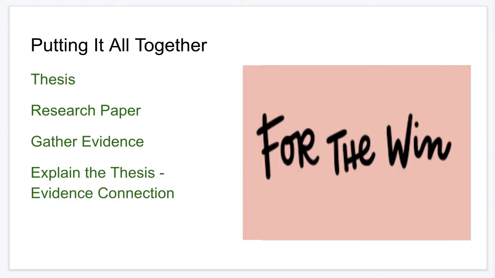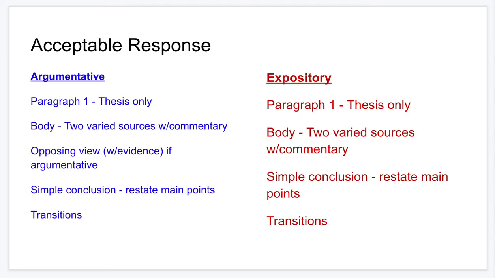Finally, putting it all together: you have your thesis, research paper, gather the evidence, explain the thesis. That's what you want to know. So you have your thesis first, understand you're writing a research paper, gather your evidence, and then you simply explain the thesis evidence connection. That's your whole paper. These are acceptable responses. You have your first paragraph, you acknowledge the thesis, you have your sources, you have an opposing view if it's argumentative with a simple conclusion, and you have transitions all throughout. If it's expository, you can have the thesis only. You have your sources, a simple conclusion, and transitions.